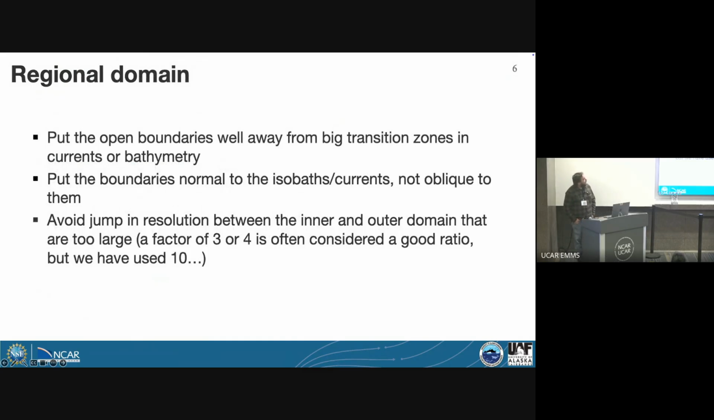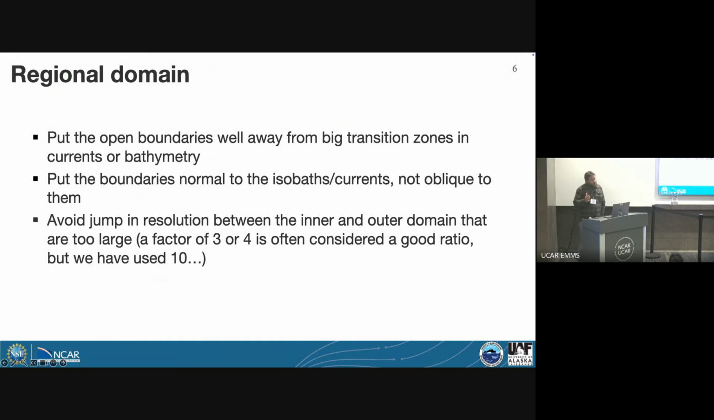So then you go into the regional domain. Now you start to have a better idea of what my model needs to resolve and what I need to include. So you start to think more about what my model is really going to look like, how big is my domain? There are a few rules here. You need to put the open boundary away from big transitions, both in current and topography. You also want to have the boundary usually as far as possible because the boundaries fundamentally are not really working well. So you want to put them away so they don't pollute your region of focus of interest.